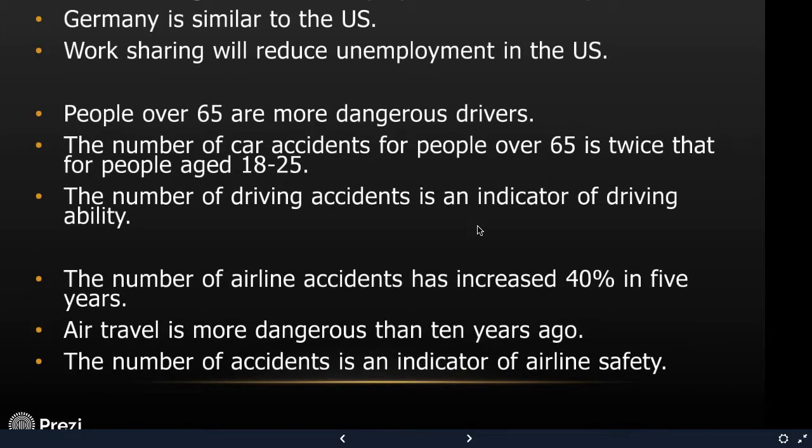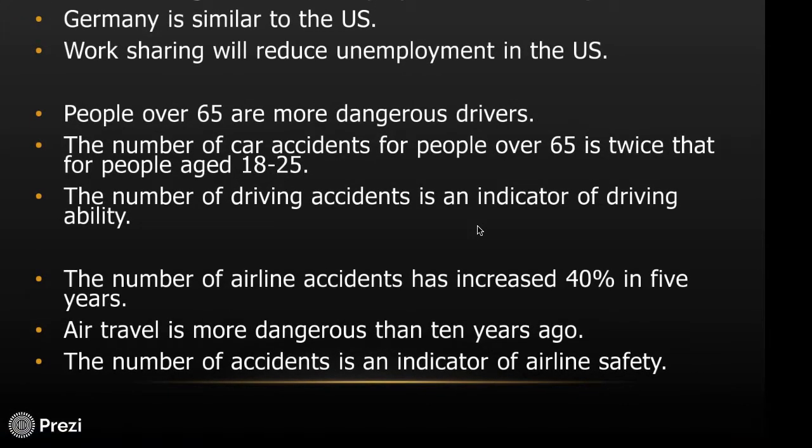Middle one: People over 65 are more dangerous drivers. Number of car accidents for people over 65 is twice that for people aged 18 to 25. The number of driving accidents is an indicator of driving ability. Of those 3, which one would you say is the claim? Which one is the argument, the point that the person is trying to get across to the audience? People over 65 are more dangerous. So the very first one, this one here would be our claim, correct.